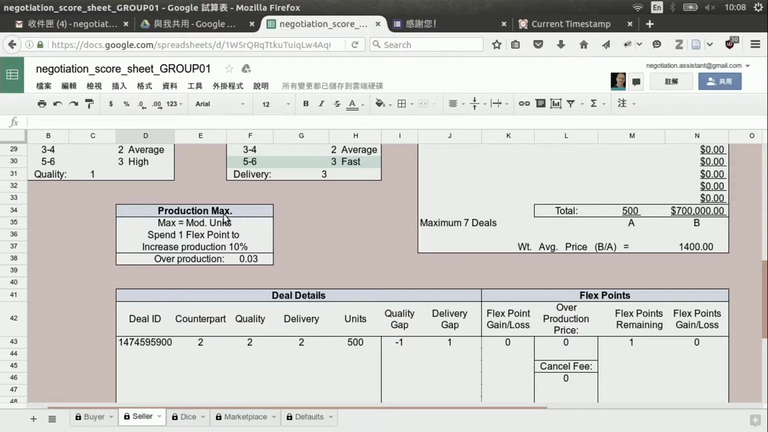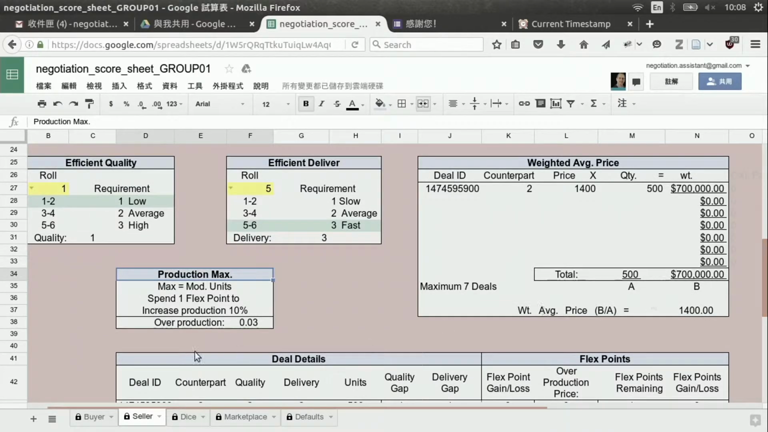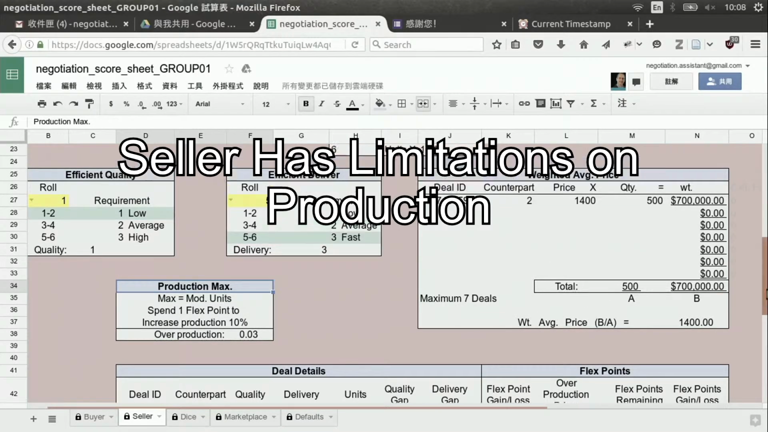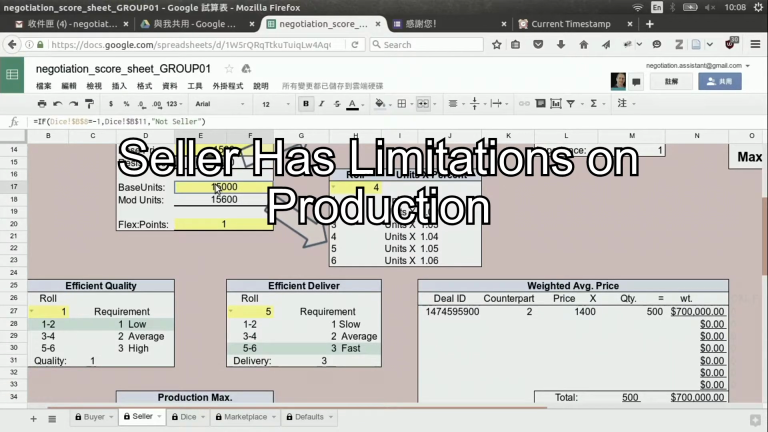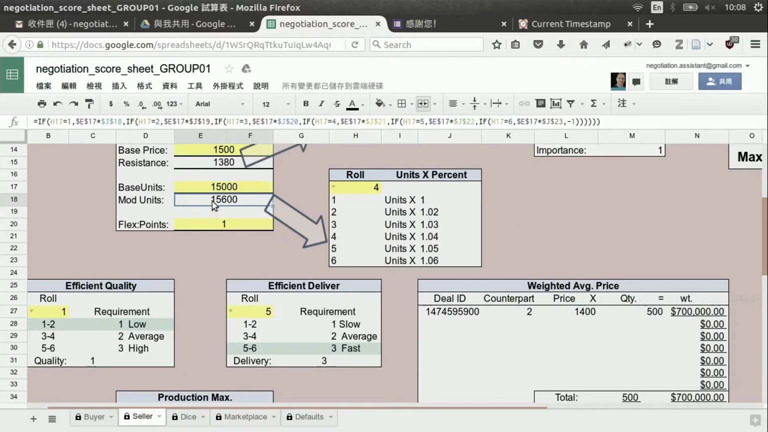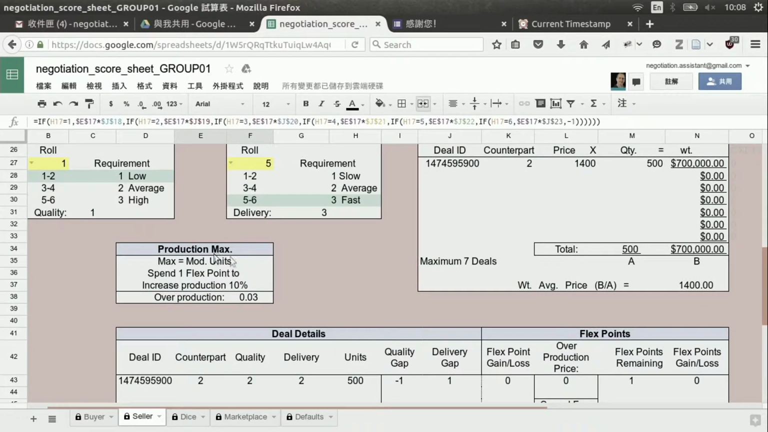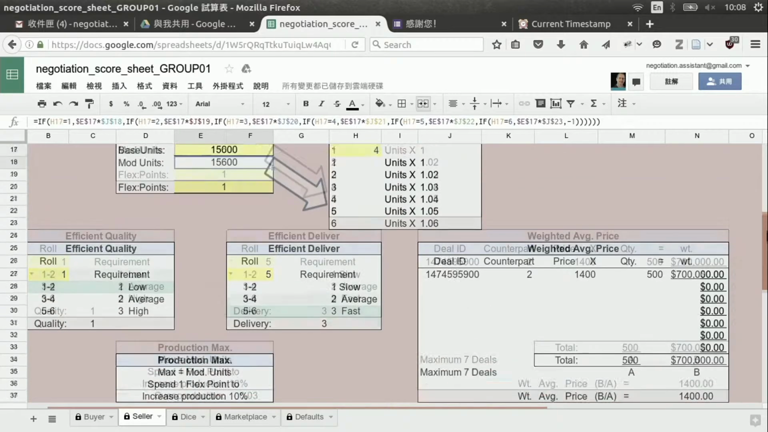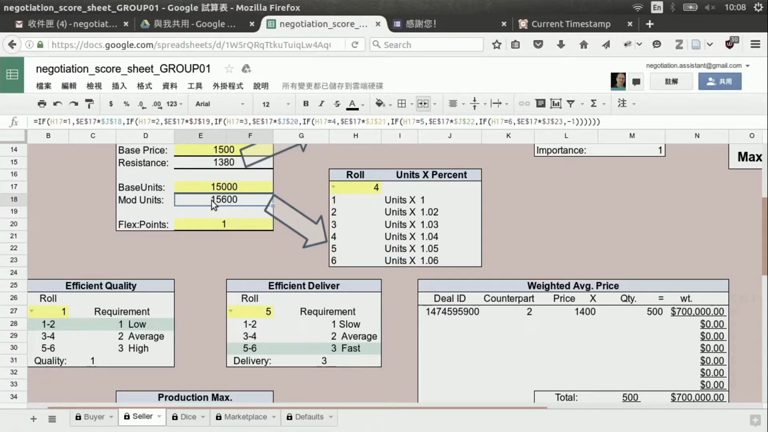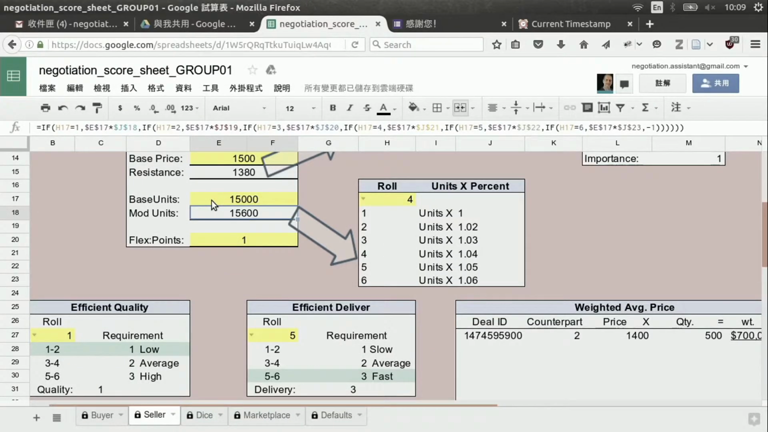If you're a seller, you have a production situation, right? How much can your factory produce? And what we did, remember, was we took the beginning number, which were the base units, and we had a mod units. So our factory is able to produce 15,600 units in this example. Production maximum, that means what's the maximum you can produce? Okay, the maximum is equal to the mod units. Where's the mod units? Right up here. 15,600. Let me zoom in a little bit, get a better picture of that, right?